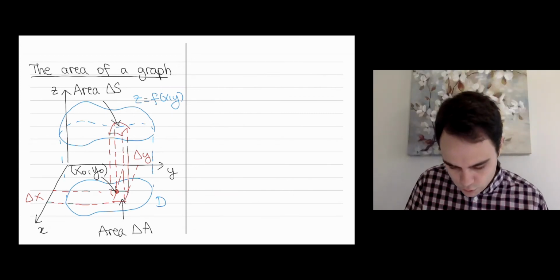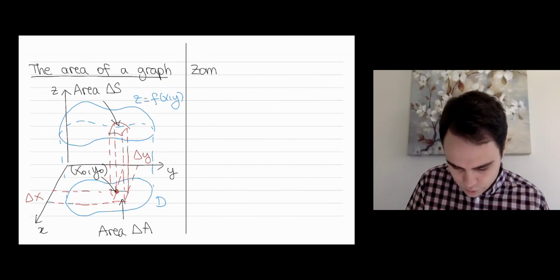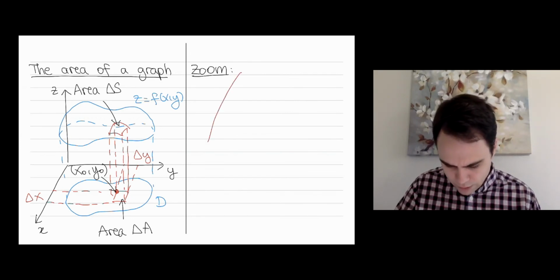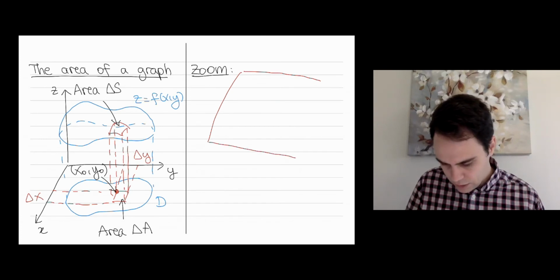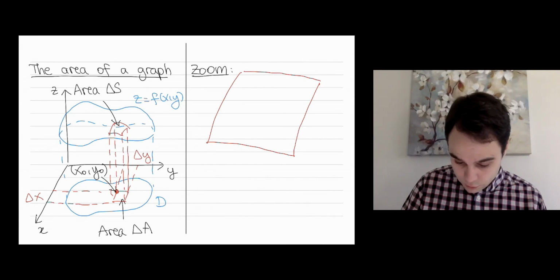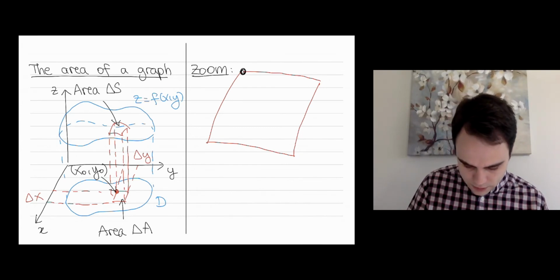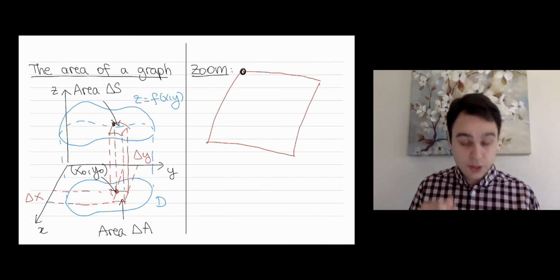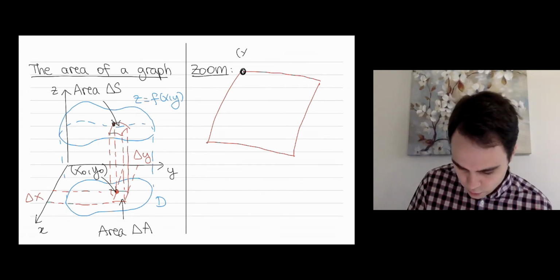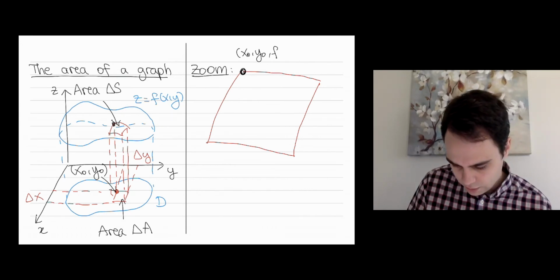To do this, I'm going to zoom into the picture. Let me draw this curved rectangle, if that even makes sense, on the graph, really big, so we can talk about it. So here it is. For example, this point here is the same as this point over here. It's the point on the graph that lies above x0, y0. So this has coordinates x0, y0, f of x0, y0.